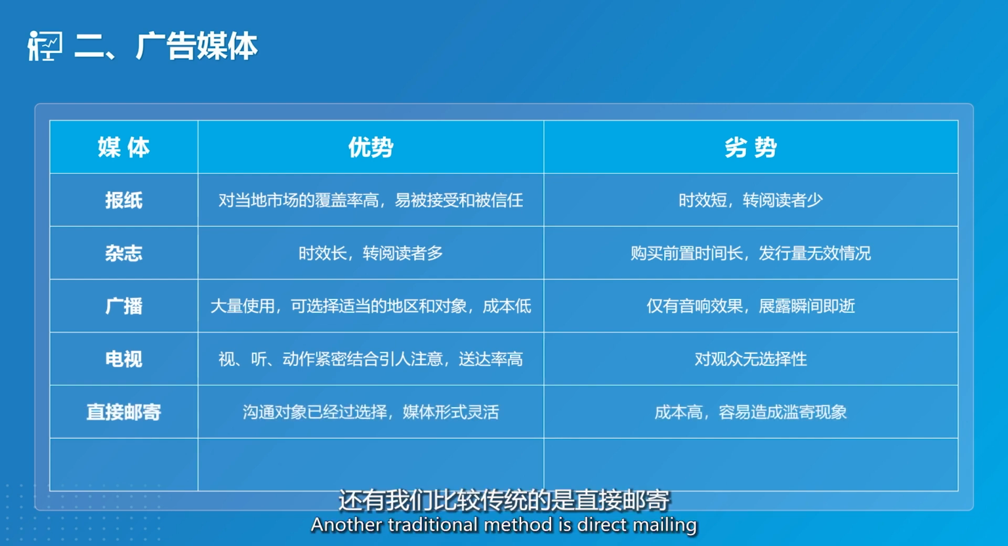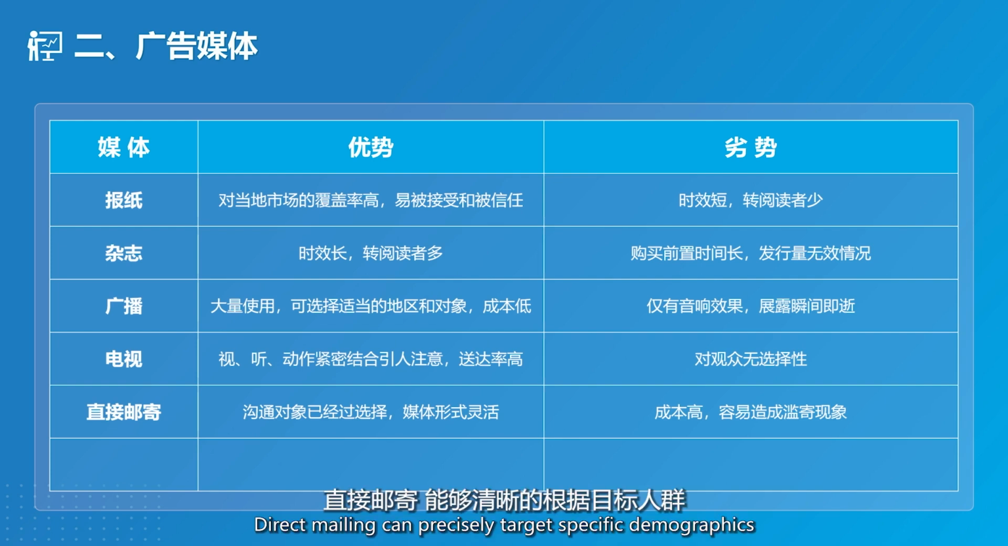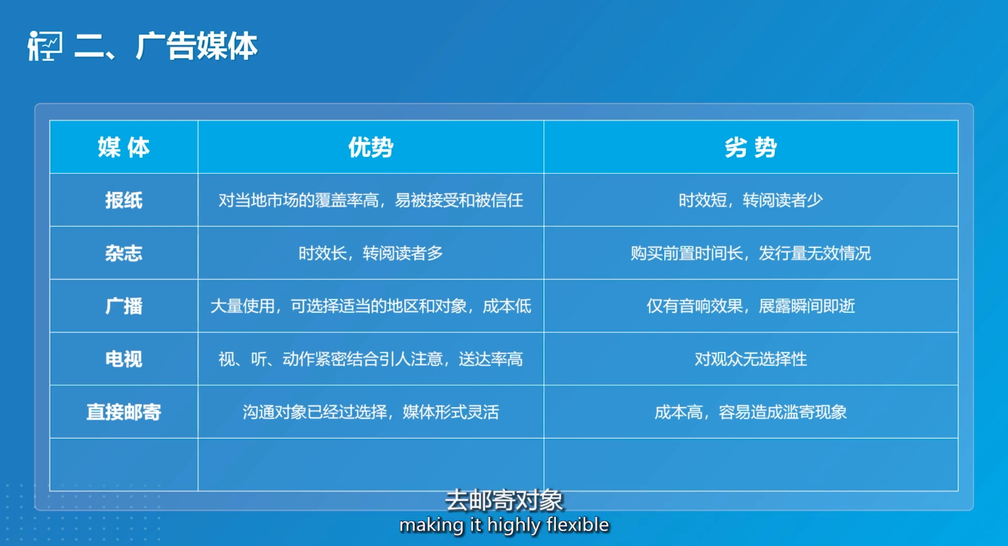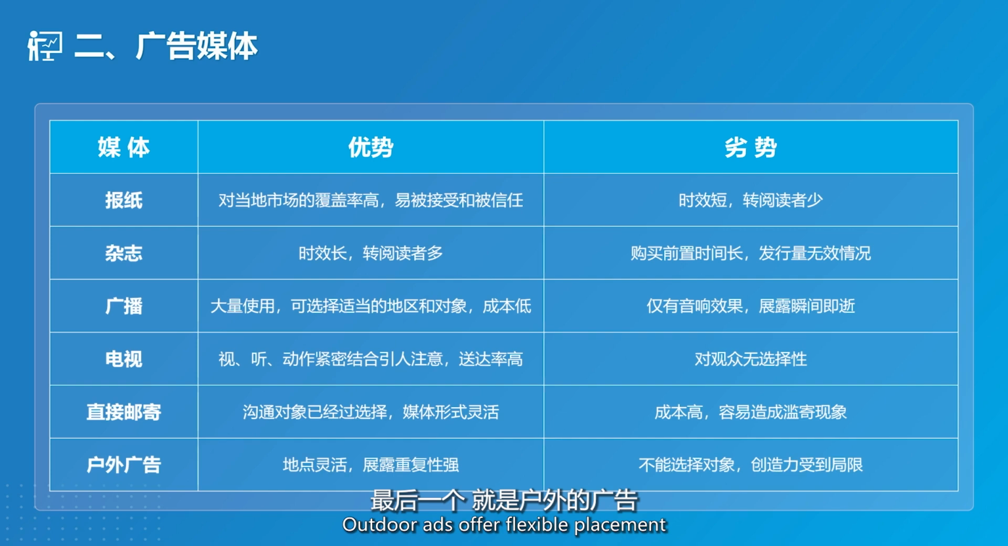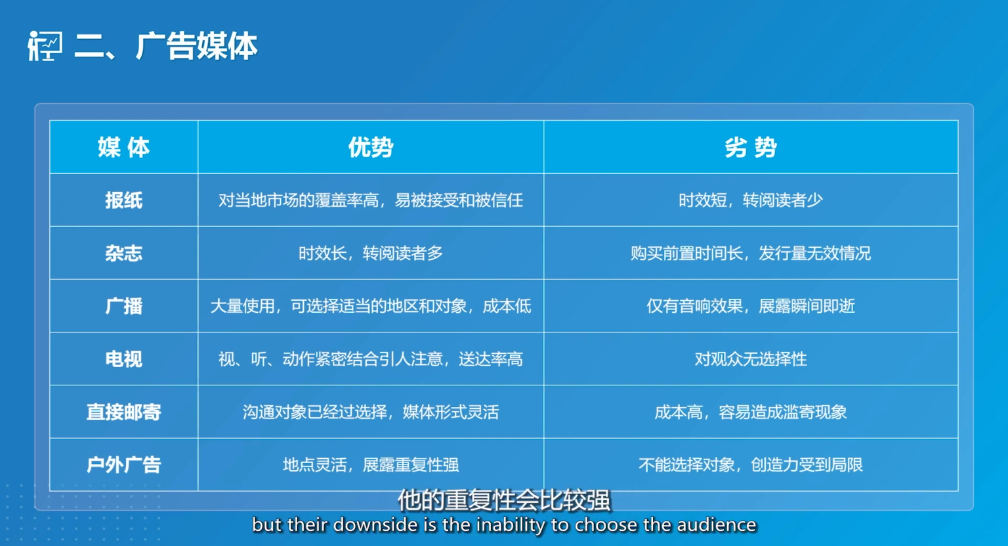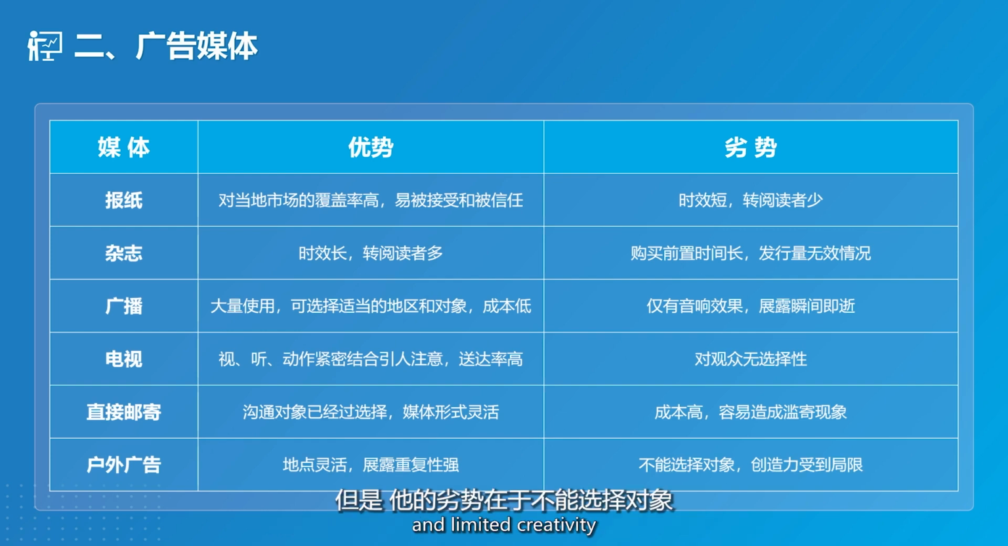Another traditional method is direct mailing. Direct mailing can precisely target specific demographics, making it highly flexible. However, its downside is the high cost of mailing, leading to potential waste. The last one is outdoor advertising. Outdoor ads offer flexible placement and strong repetition. But their downside is the inability to choose the audience and limited creativity.